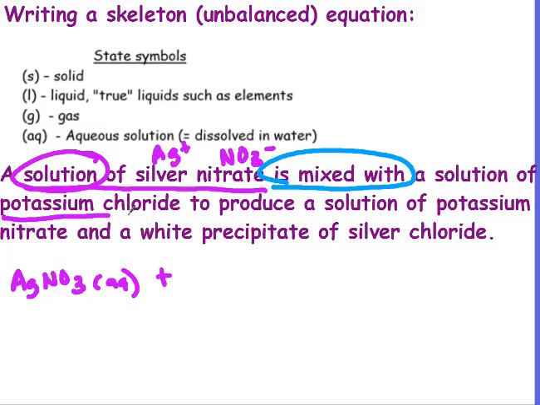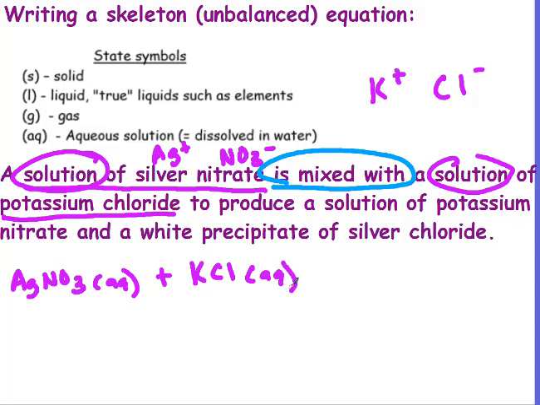A solution of potassium chloride. So potassium is K with a +1. Chloride is Cl with a negative. So that's going to be KCl. Then we look and it says it's a solution. So it's going to be aq. Our next piece says to produce. To produce is going to be our arrow. So if it says to produce, to yield, to make, that's going to be an arrow.